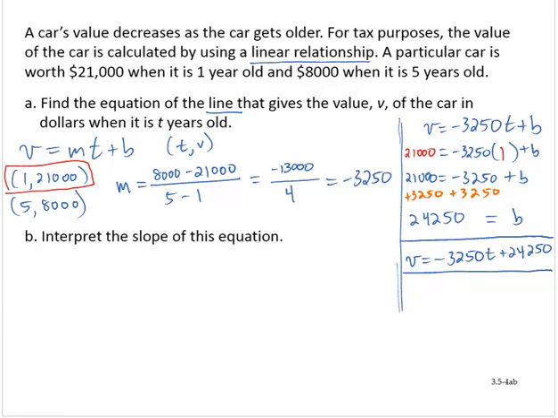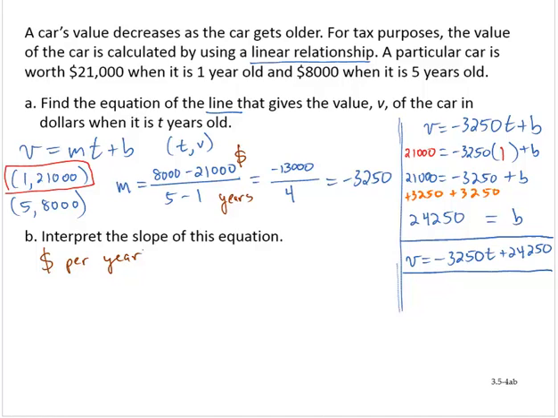Interpret the slope of this equation. All right, so what's happening here? It might be helpful to think of the units on the numbers. So let's go back to the slope and throw in some units. The 8,000 and the 21,000, those were dollars. The 5 and the 1, those were years. So the units on the slope are dollars per year.